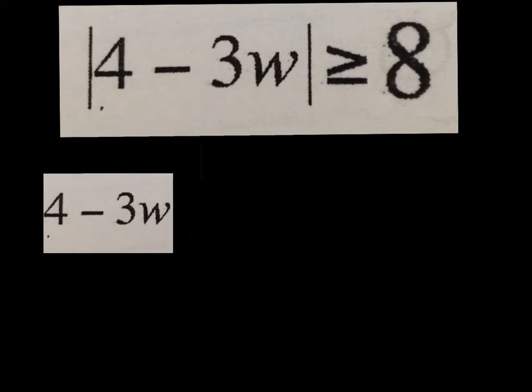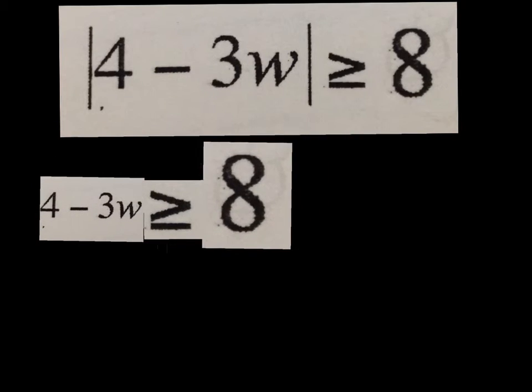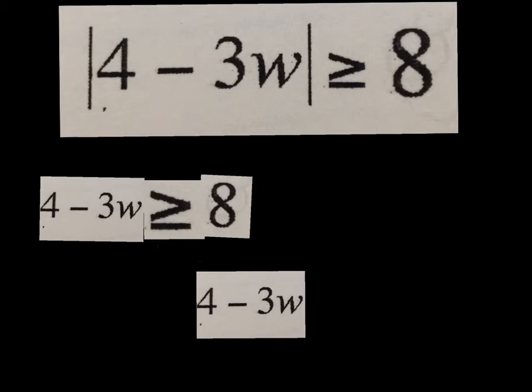The first one, we're just taking the absolute value sign off and bringing everything else down. And the second inequality, we're going to take the absolute value sign off, switch our inequality sign, and make that second term a negative.